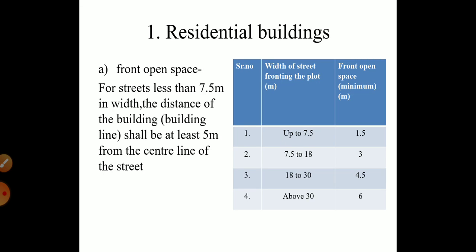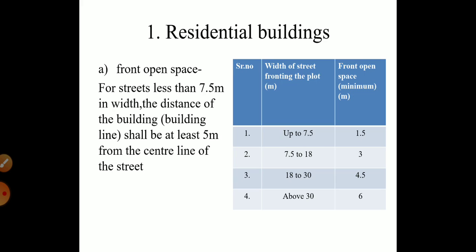The first one is the residential building. So in residential building, front open space. For front open space, every building fronting a street should have front space forming an integral part of the site. So what is the integral part of the site?